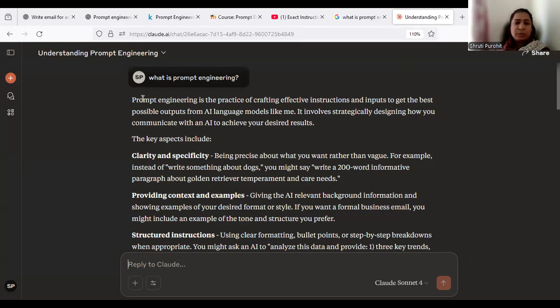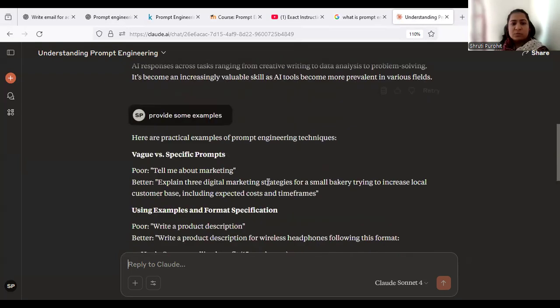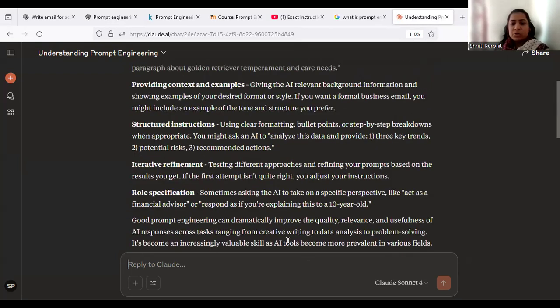Prompt engineering is the practice of crafting effective instructions or input to get the best possible results from AI language models like Claude. Okay. So there are also some key points mentioned in Claude. We will see them one by one.